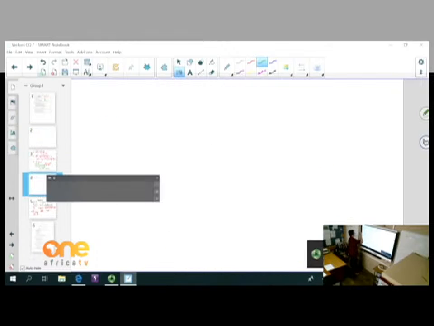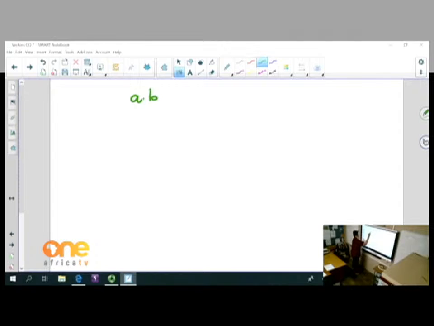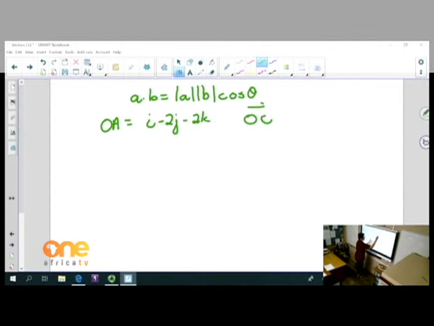Right, okay, I can take a new page now. So what I'm going to do is A dot B is equal to magnitude A, magnitude B, cosine theta. So what does A dot B mean? It is i i plus j j plus k k. I'm working with this vector OA, which is i minus 2j minus 2k, and I'm working with OC, which is equal to 3i minus 4k. Those are the two vectors.